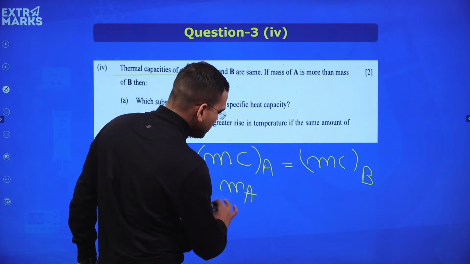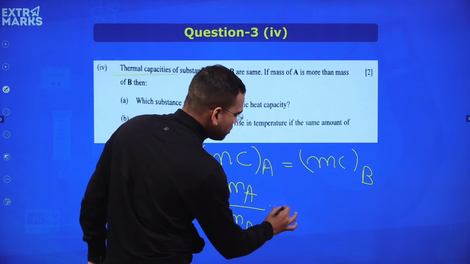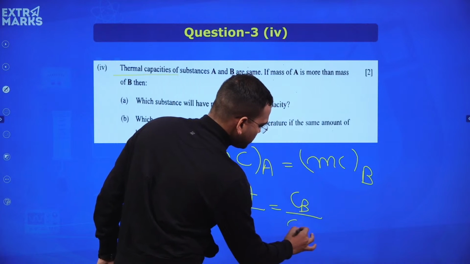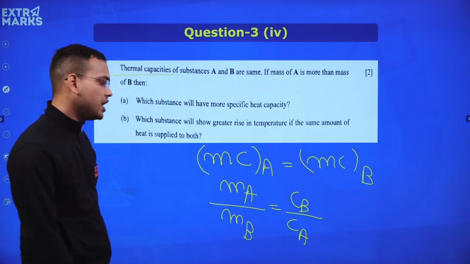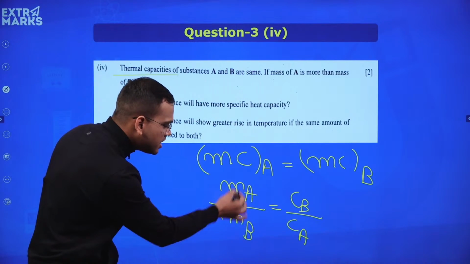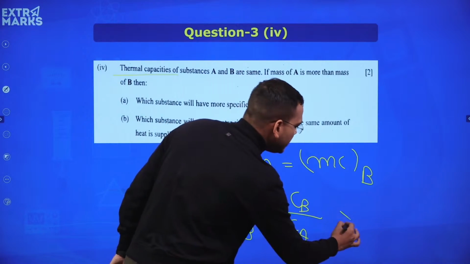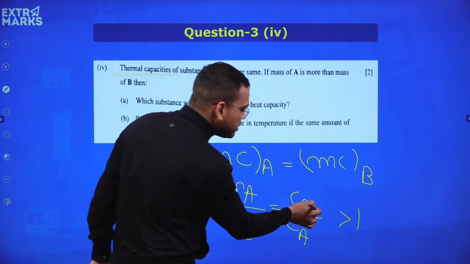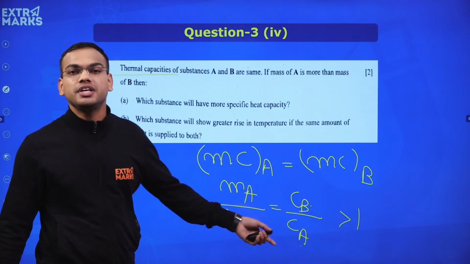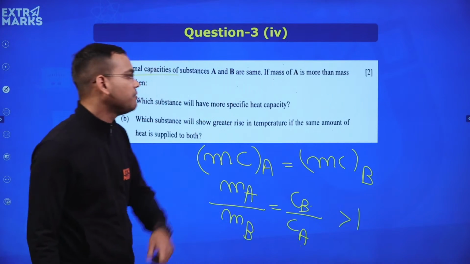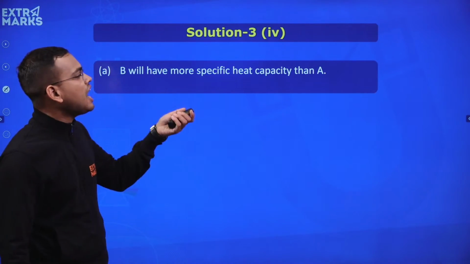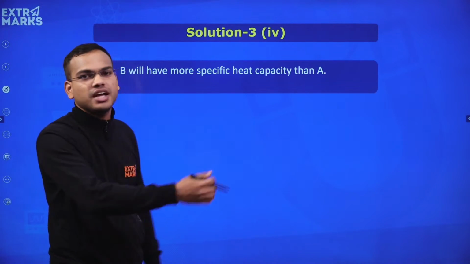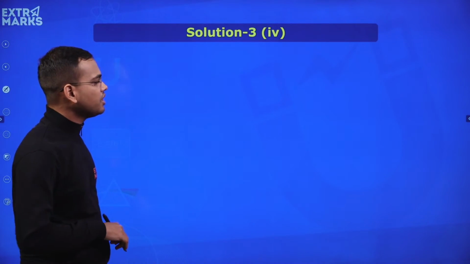Mass of A upon mass of B is equal to specific heat capacity of B upon specific heat capacity of A. If this MA by MB is greater than 1, because mass of A is greater than mass of B, then specific heat capacity of B is actually greater than specific heat capacity of body A. So the answer is that B will have more specific heat capacity as compared to A.